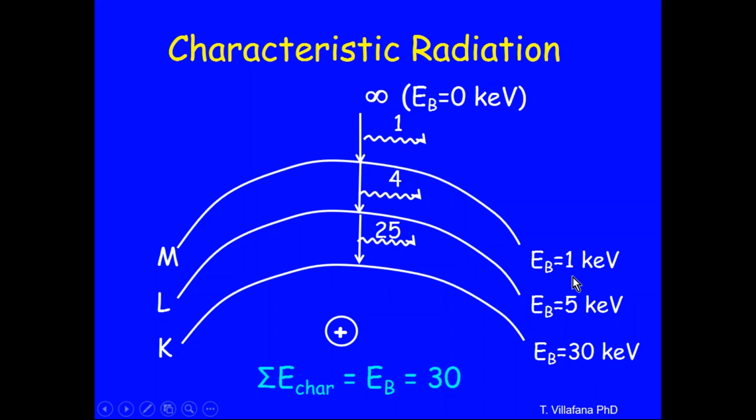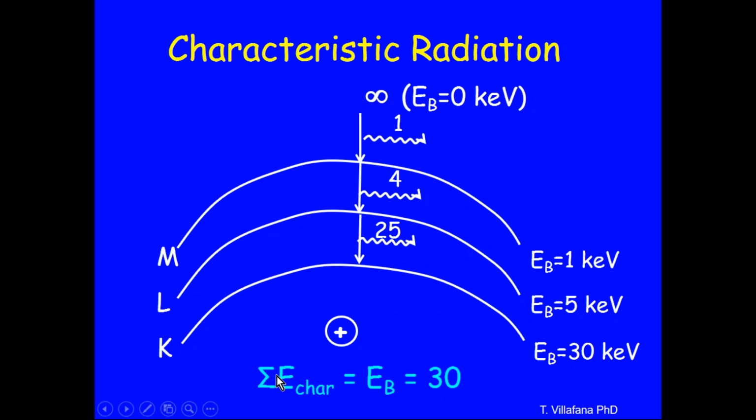The M to L would be a 5 minus 1, which is your 4. And then from infinity, a free electron, unbound electron with binding energy 0, it would be 1 minus 0 or 1. And just emphasizing that if you add these up, you get 24, 25 plus 4 plus 1, 30 keV. That's exactly equal to the energy that you had originally invested to produce the vacancy, the original binding energy of the K shell, the 30.